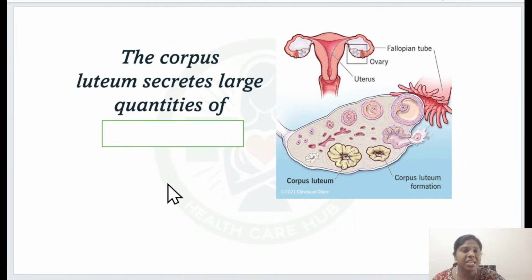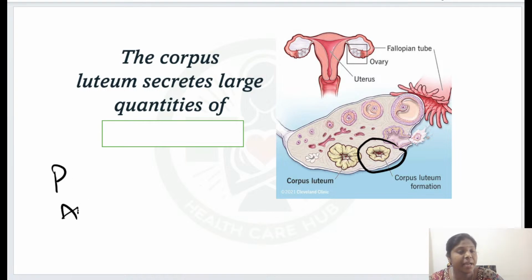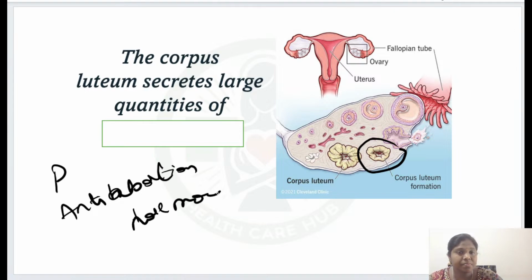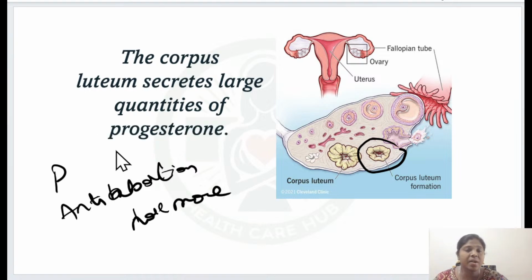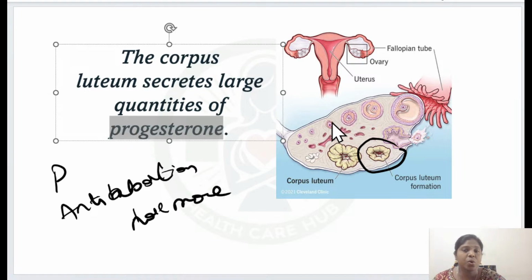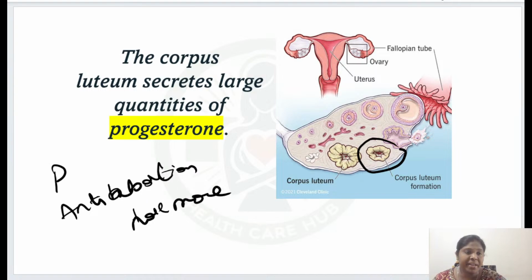The corpus luteum secretes large quantities of dash. So, here this is the corpus luteum, right? What does it secrete? That particular hormone name starts with P, and it is also called the anti-abortion hormone or pregnancy maintaining hormone. Yes, Tamil Selvi, Prama Chatterjee, Suha, yes. So, the corpus luteum secretes the progesterone hormone, and this is also called the anti-abortion hormone or pregnancy maintaining hormone.